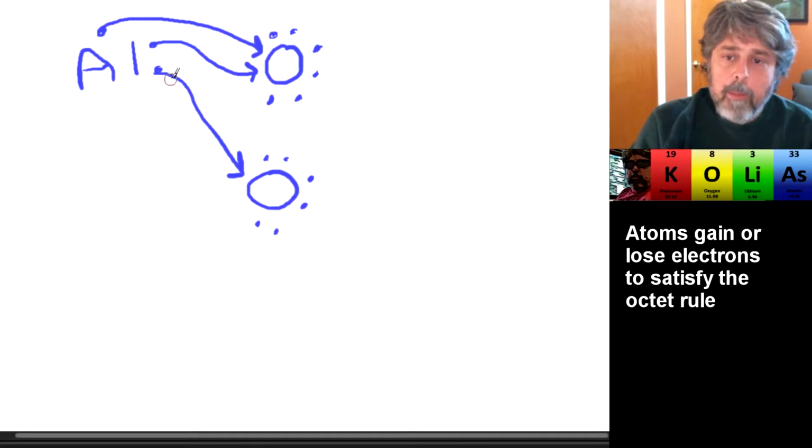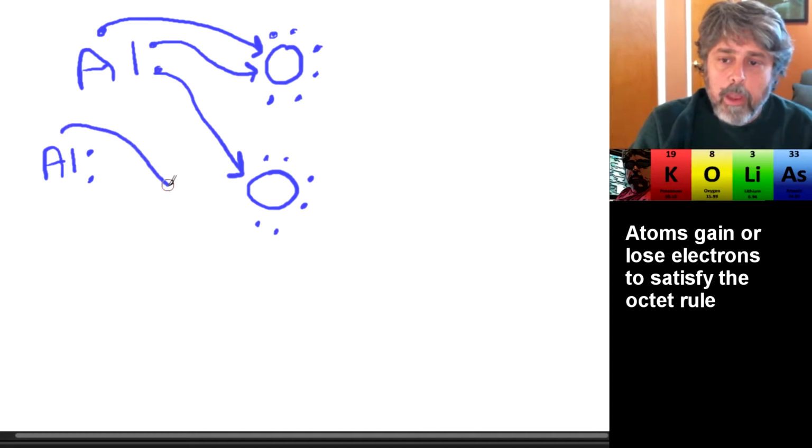Okay, the aluminum's empty. Its outer shell, all the electrons are gone, but we still need one more here. We only have 7. We need another one. So what do we do? Another aluminum comes along with its 3 valence electrons. One of them is going to transfer to this one. Boom. Now it has 8. But we still have 2 more here to do something with.